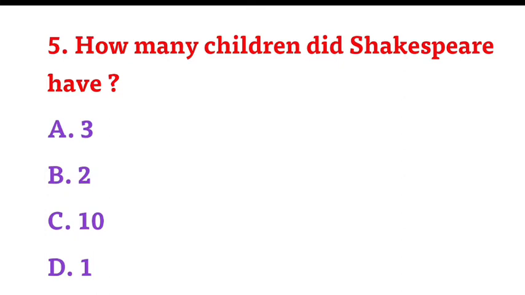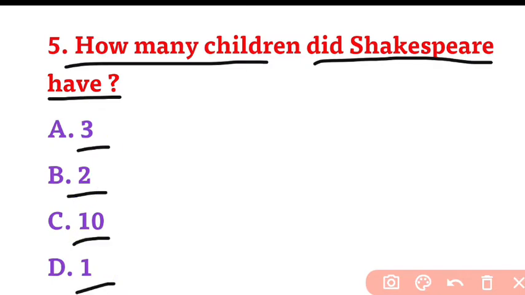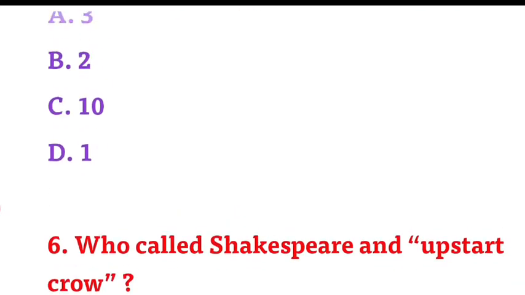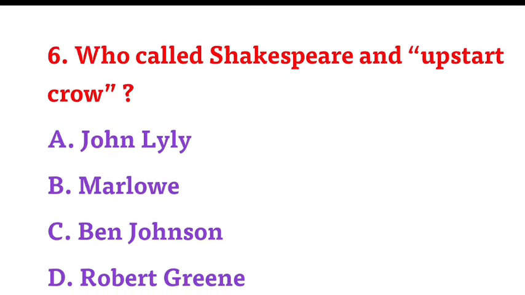Question number 5. How many children did Shakespeare have? 3, 2, 10, 1. What will be the answer? The answer will be 3. Option A is correct.